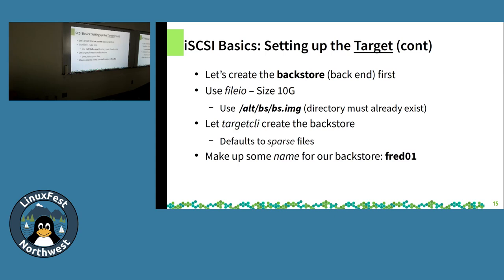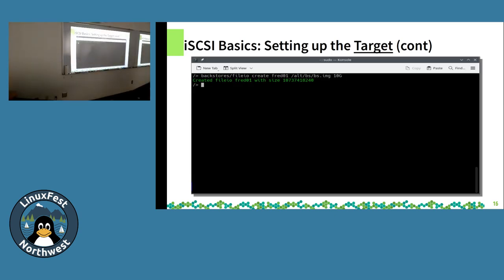So all I have to do is have a directory somewhere, and I'm going to tell it to create the file for me. And I have to give this backend a name so that I can connect to the front. Okay, we're working there, aren't we? So here I'm at the prompt again with a slash, and I've typed all of this, the first line here. And it says backstores fileio. So that's the directory that I want.